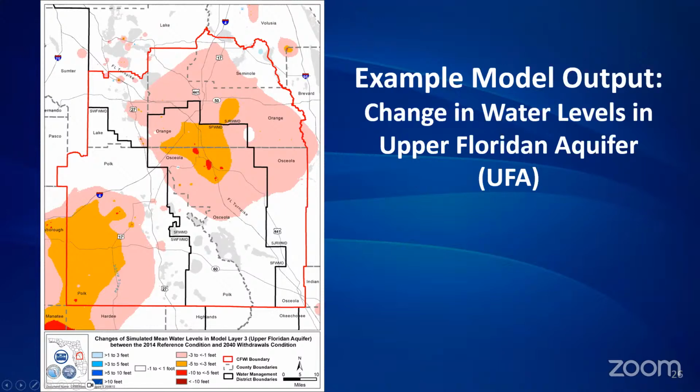So what we're seeing here is the influence of groundwater withdrawals on the upper Florida aquifer. And again, this is an example of the output that we use to interpret the results and make our analysis of whether or not conditions are being impacted by the effect of those future withdrawals. So that's one way we're looking at it in plan view.